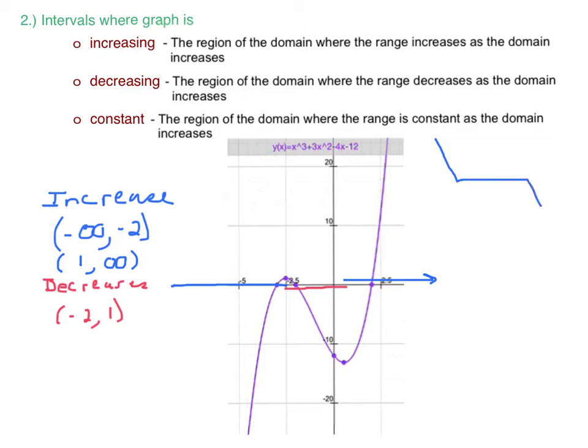And then maybe it goes down again. Okay, now, that function is constant in this region right here. So if it's straight across, that means the function is constant.